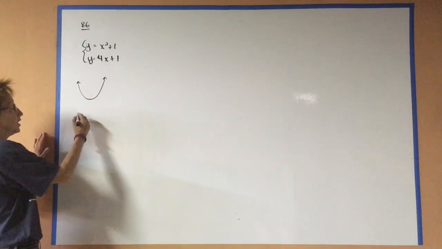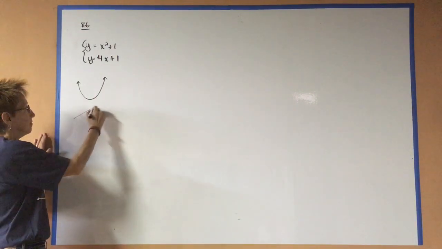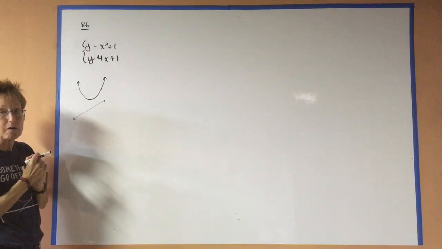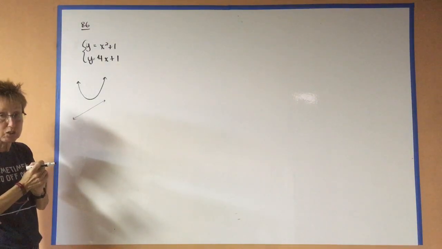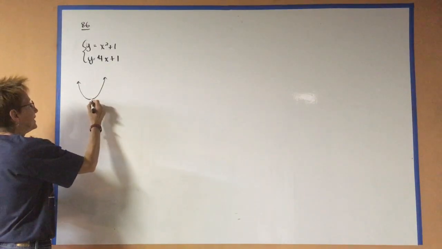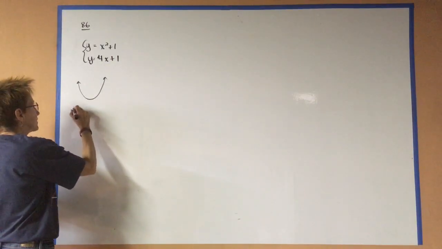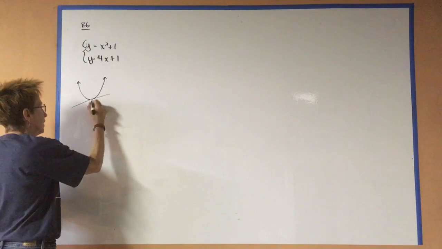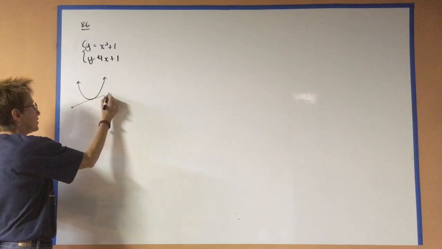So here are the possibilities that I can think of. They could not intersect at all, so I might get no solution. Or they could intersect at just one point, where the line touches the parabola just once.